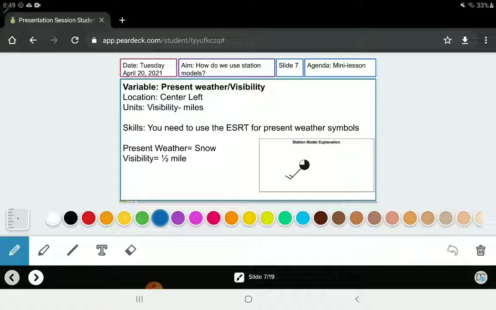Our next variable is present weather or visibility, and that location is center left. Your visibility is going to be measured in miles, so if you see a number there, it's going to be in miles. You need to use your ESRT for present weather symbols. If the present weather symbol is snow, snow is actually a kind of asterisk star shape. So I think it would be 1/2 and then a star right next to it.